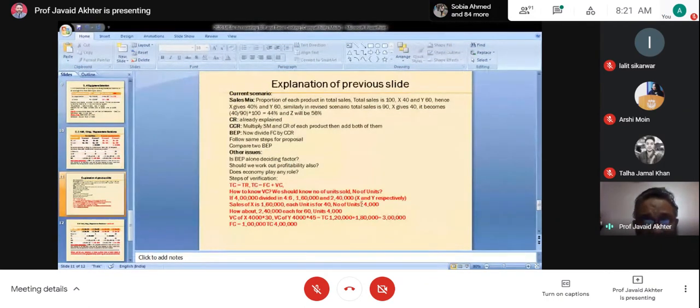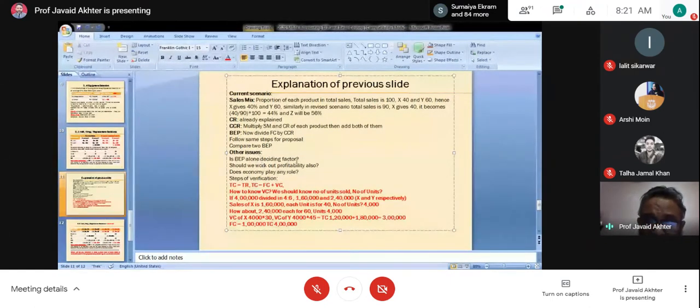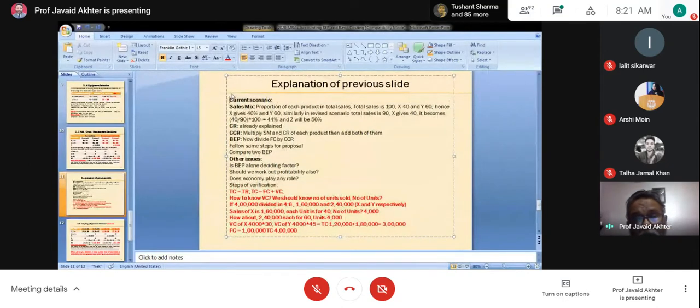Yes, I have mentioned it here. Is BEP alone the deciding factor? At times BEP alone is not the deciding factor. We should work out profitability also at different scenarios. We should also see the economic condition in which we are operating. All these things you try to correlate, you try to incorporate whatever you have learned in your managerial economics.